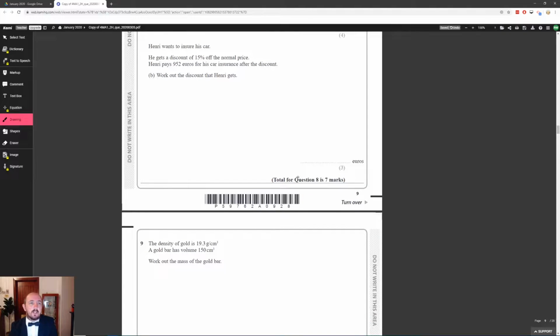Henri wants to insure his car. Okay, so 952 euros is the equivalent of 85% of the original. So we can divide by 0.85. So x is 1120. So the discount that Henri gets is 1120 minus the 952. That gives you 168 euros.